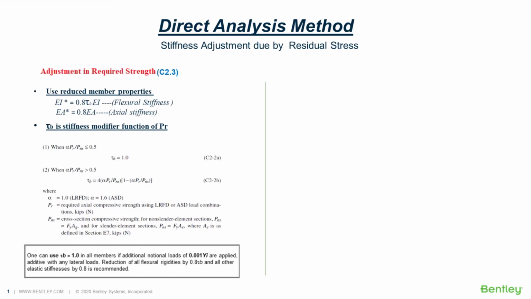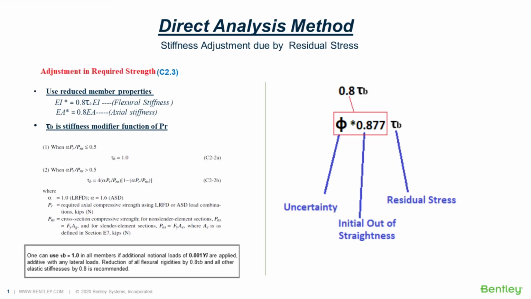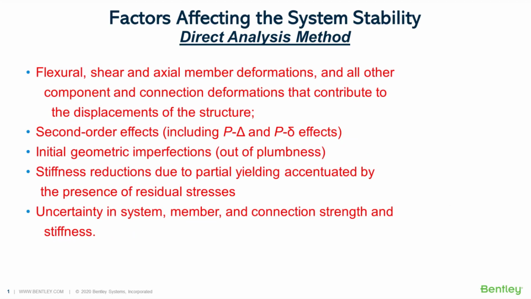So we can see here that the stiffness that is being adjusted in the direct analysis for calculating the required strength includes the three factors: the uncertainty factor, the member initial out of straightness factor, and the stiffness reduction due to residual stress. And this is the same as we considered in determining the member capacity. So the required strength and the available strength are being compensated. So the direct analysis method addresses all the stability requirements in a very practical way.